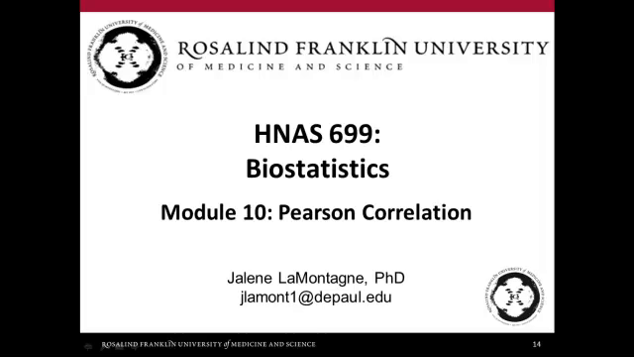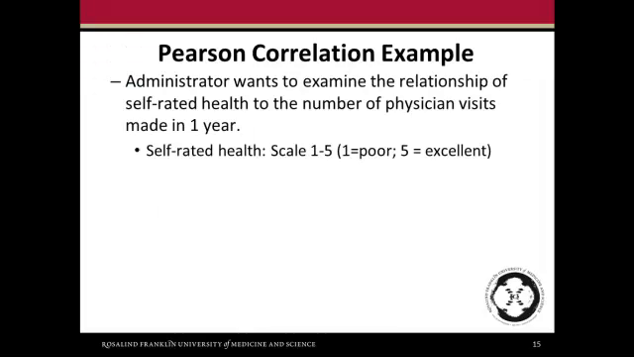In this mini lecture for Module 10, we're going to be working through an example of a Pearson correlation. So imagine a scenario where a hospital administrator wants to examine the relationship of how individual patients are going to self-rate their health to the number of physician visits that they've made in the last year. So when individuals are self-rating their health, we have a scale from 1 to 5, where 1 would be poor health and 5 would be excellent health.